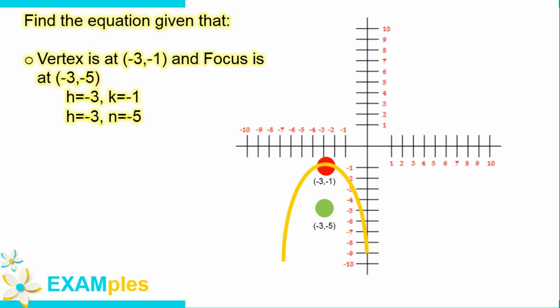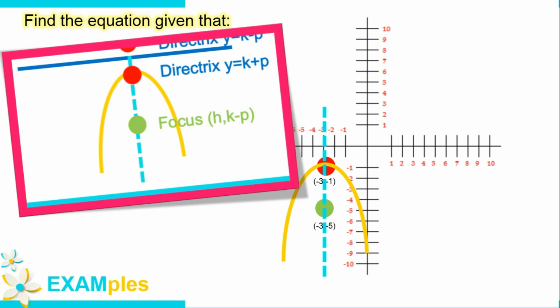The next thing you have to do is to draw the parabola. So that is how the parabola looks like. Then this is the axis of symmetry, the line that passes through the vertex and the focus. So this is what the graph looks like. Now, the formulas we will use: the directrix is equal to k plus p, where p is the distance.